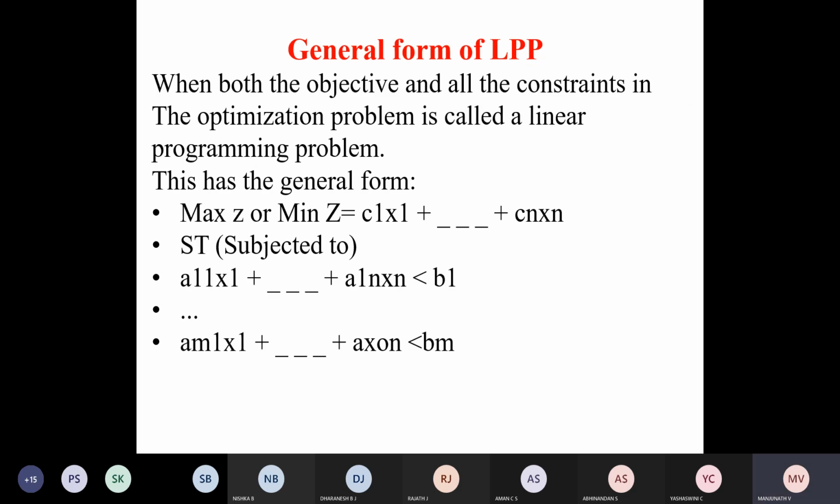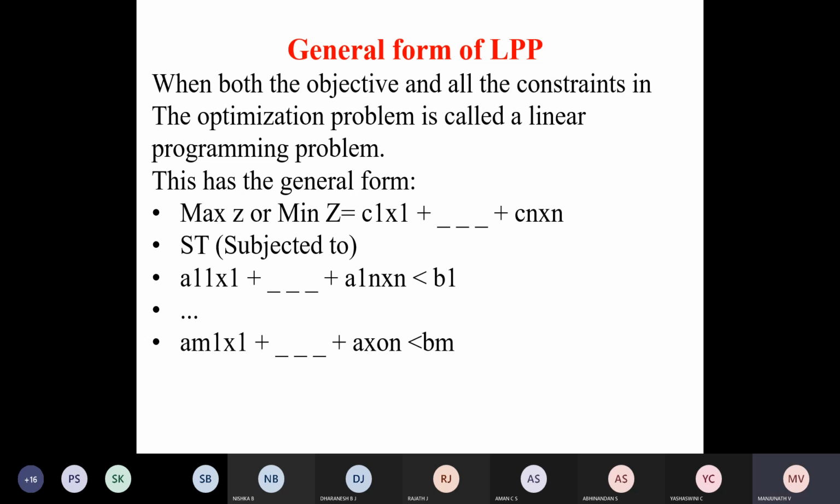Write down this. There is something called the general form of LPP. LPP is basically a problem which is formulated in the form of simultaneous linear equations. A managerial problem, a business problem, which is generally formulated in the form of simultaneous linear equations. You can write like this: maximum z or minimum z is equal to c1x1 plus c2x2 plus c3x3 and so on till cnxn. That is your objective function.